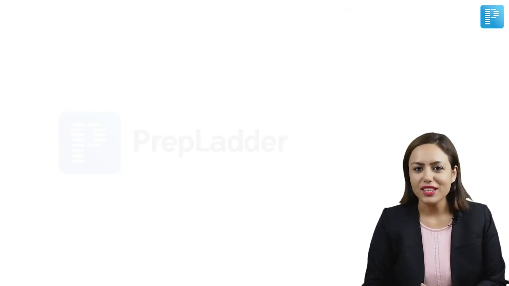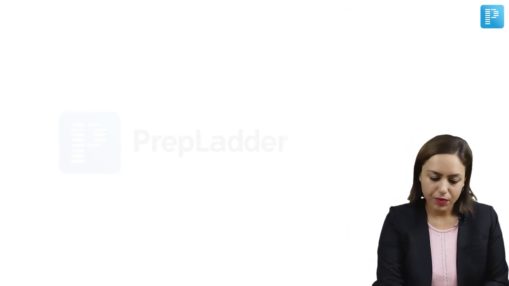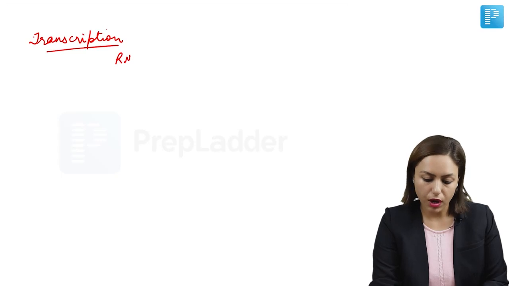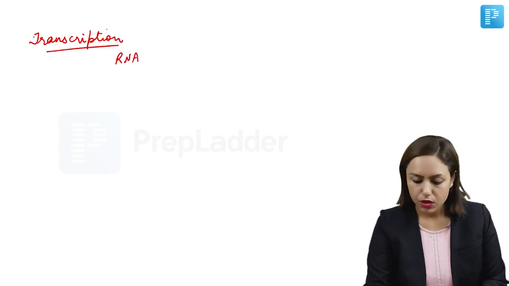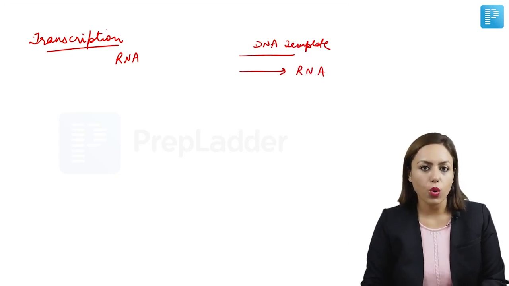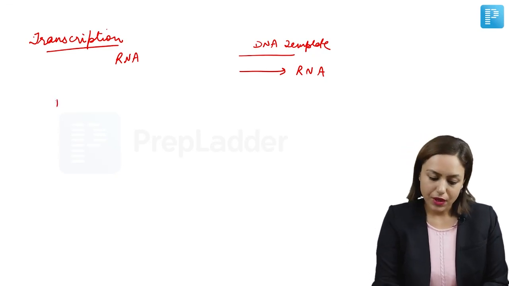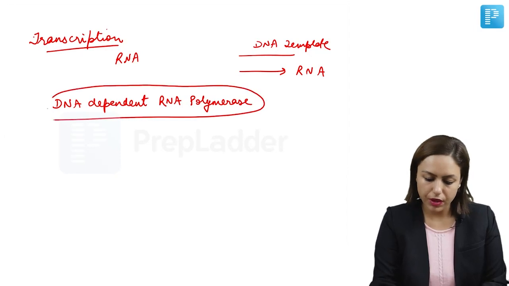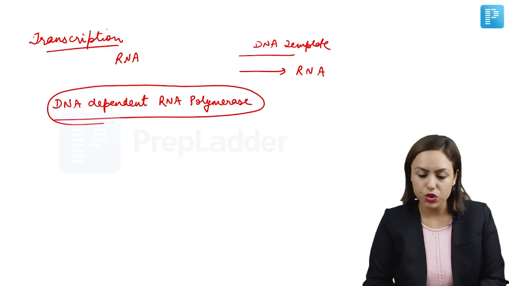So students, our next topic is transcription, right? Transcription is synthesis of RNA on DNA. So taking DNA as a template, RNA is synthesized on it. So this enzyme is DNA dependent RNA polymerase. Okay, DNA dependent RNA polymerase is the enzyme of transcription.